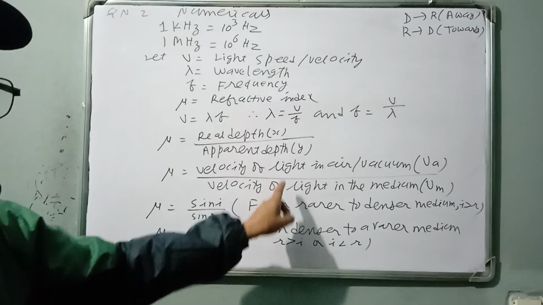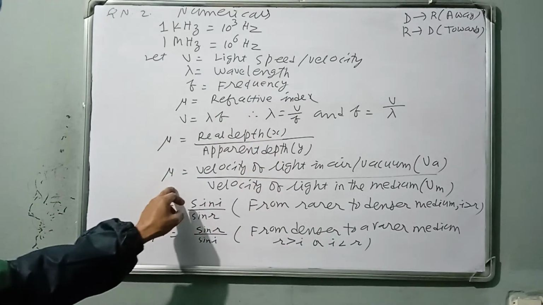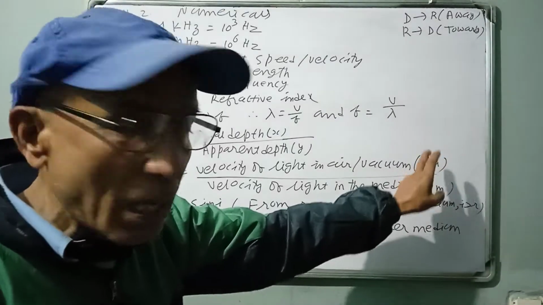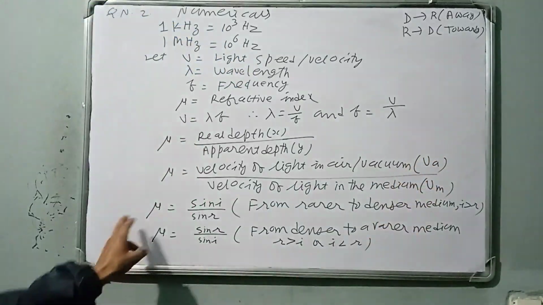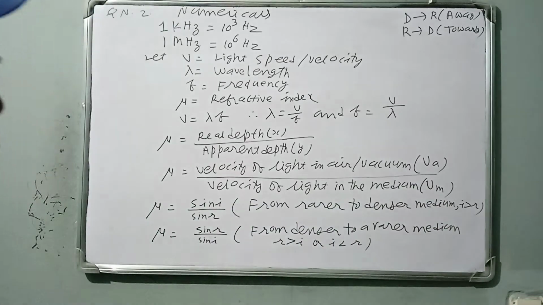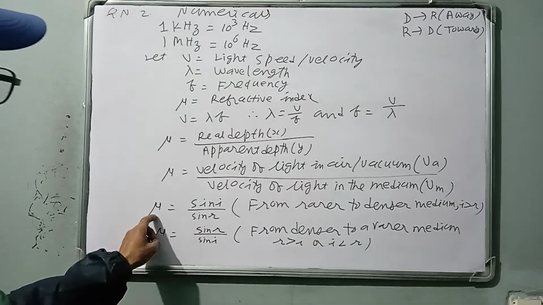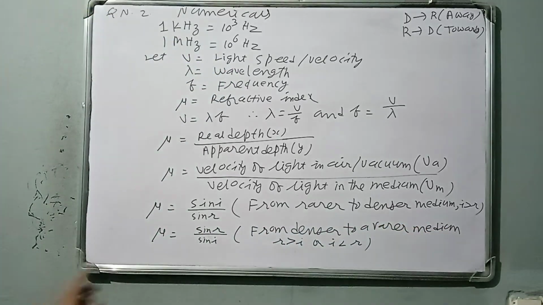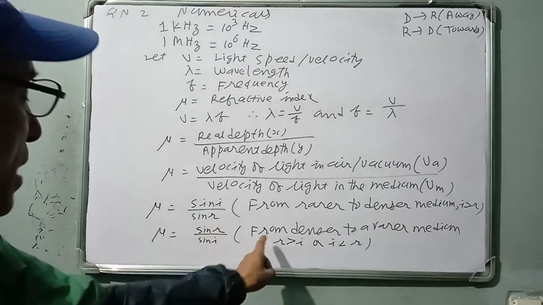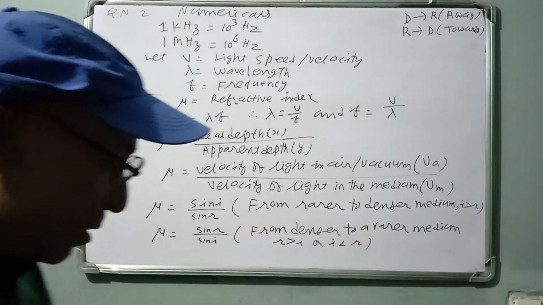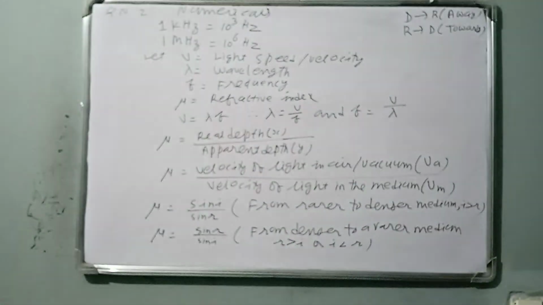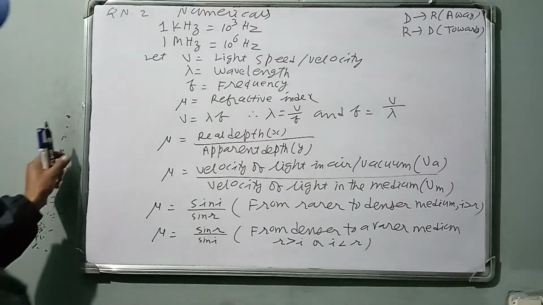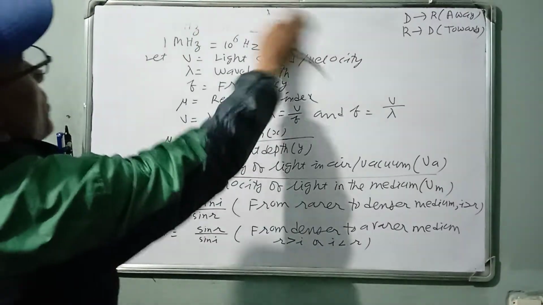Refractive index, real depth by apparent depth, x upon y. Or refractive index, velocity of light in the air or vacuum to the velocity of light in the medium, VA by VM. Mu, sin I by sin R from rarer to denser medium. Mu, sin R by sin I from denser to a rarer medium. You have to know where the light is going, denser to rarer or rarer to denser. Let me solve some simple questions first of all.